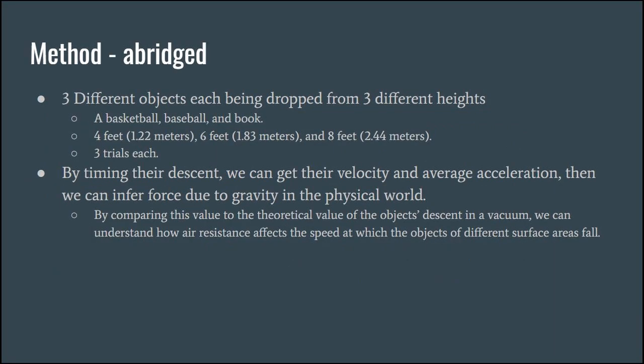So pretty much 3 different objects from 3 different heights dropped 3 times each at each height. A basketball, a baseball, and a book. The heights are 4 feet, 6 feet, and 8 feet, and the meter conversions are there. So we're going to time their descent, get the velocity, and with the velocity and change in time, we can get average acceleration, and then we can infer the force due to gravity in the physical world. And by comparing this value to the theoretical value of the object's descent in a vacuum, we can understand how air resistance affects the speed at which the objects of different surface areas fall.